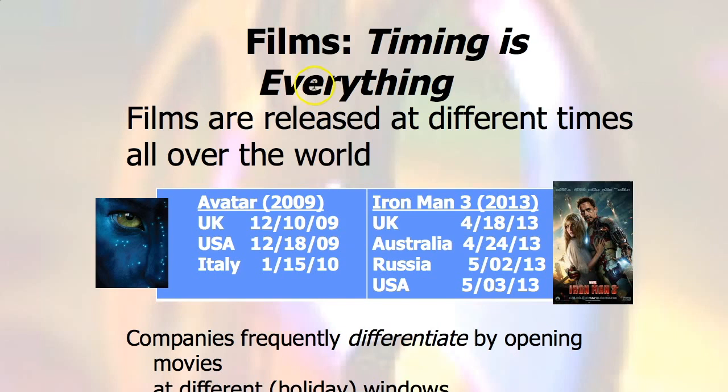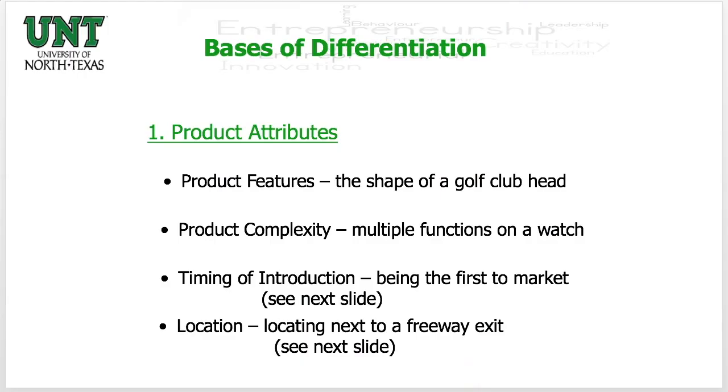Here's an example of that. Right? So timing is everything for films. Films are released different times over the world. The reason is because they can target different holiday windows all around the world. So Iron Man 3 took nearly 3 weeks before it opened up everywhere else. They didn't just open up one weekend. Right? And another benefit is it lets them have different opening premieres at the same time.